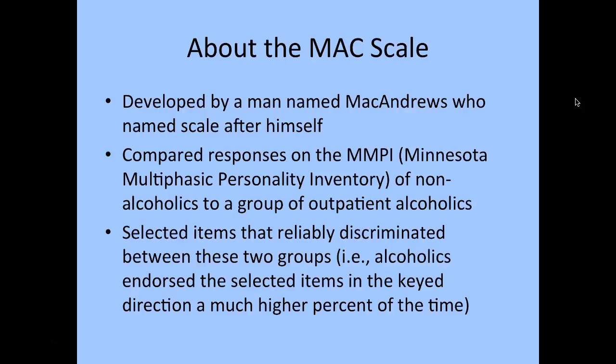In any event, it had 567 items, and after they got done with constructing this personality inventory, they went back and they got, like it says here, a group of alcoholics and non-alcoholics. They had them take the test, and they selected items to go on the McAndrews scale that reliably discriminated between the alcoholic and non-alcoholic group.